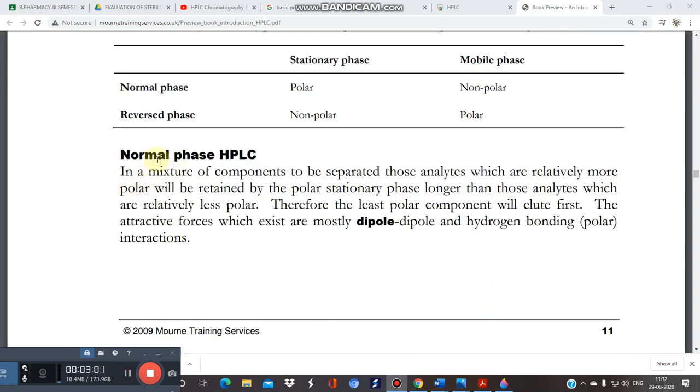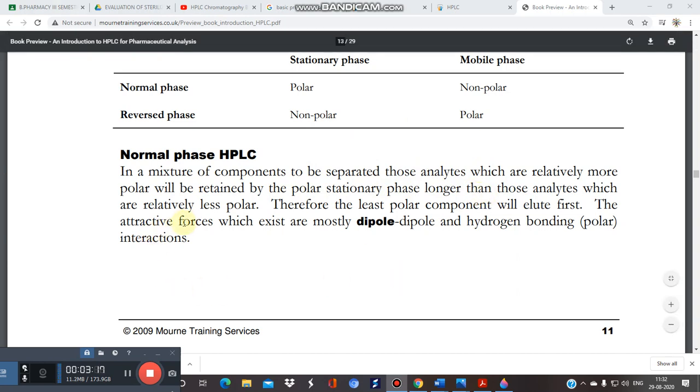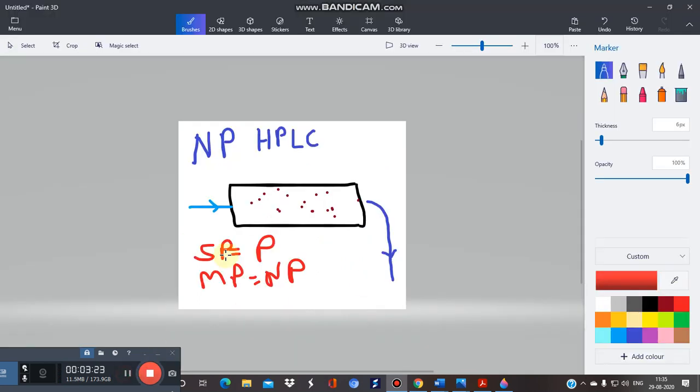Just read this. In the normal phase HPLC, in a mixture of components to be separated, those analytes which are more polar will be retained by the stationary phase, and those analytes which are less polar will not. Therefore, the least polar components will elute first.